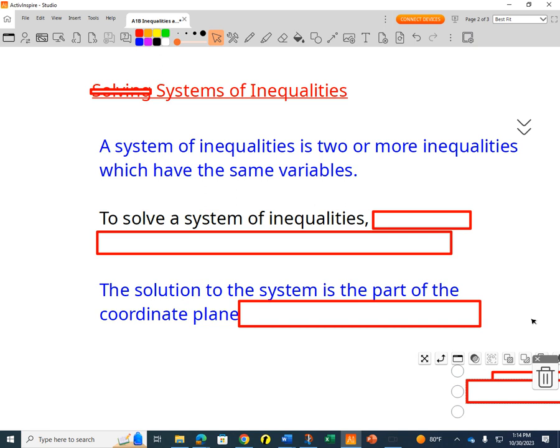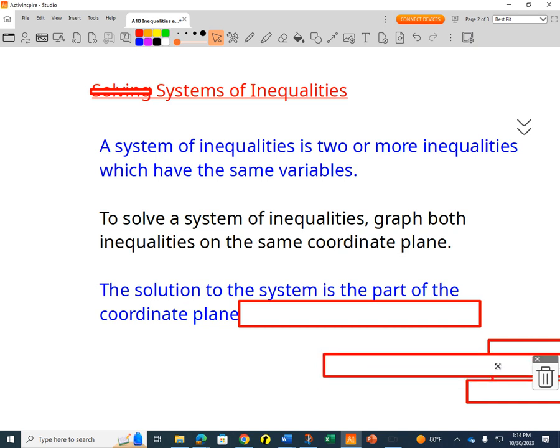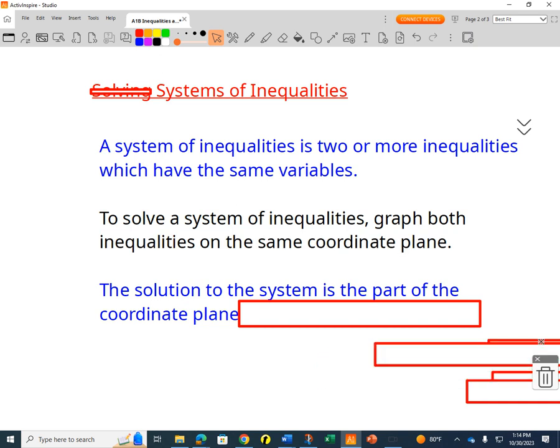Alright, so, to solve a system of inequalities, all we do is graph both inequalities on the same coordinate plane. Which means we graph the boundary, then we shade. We graph the boundary, and then we shade.